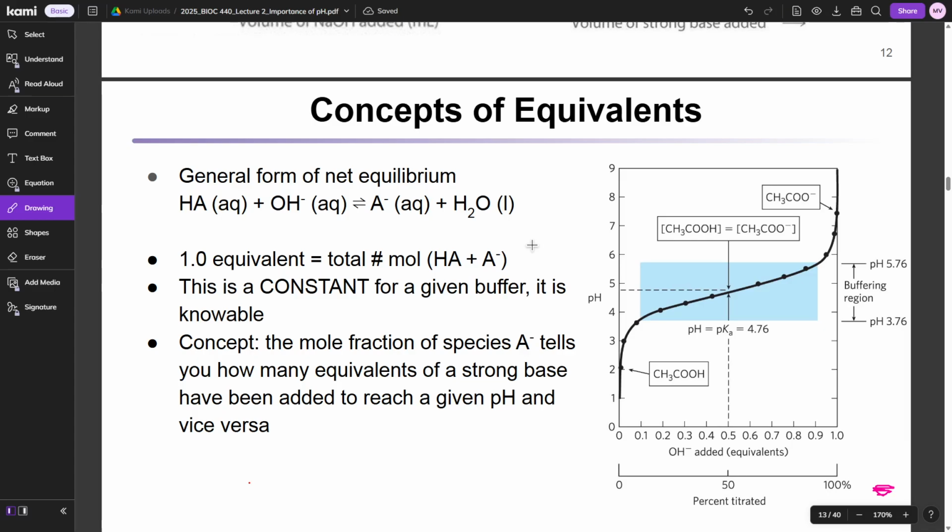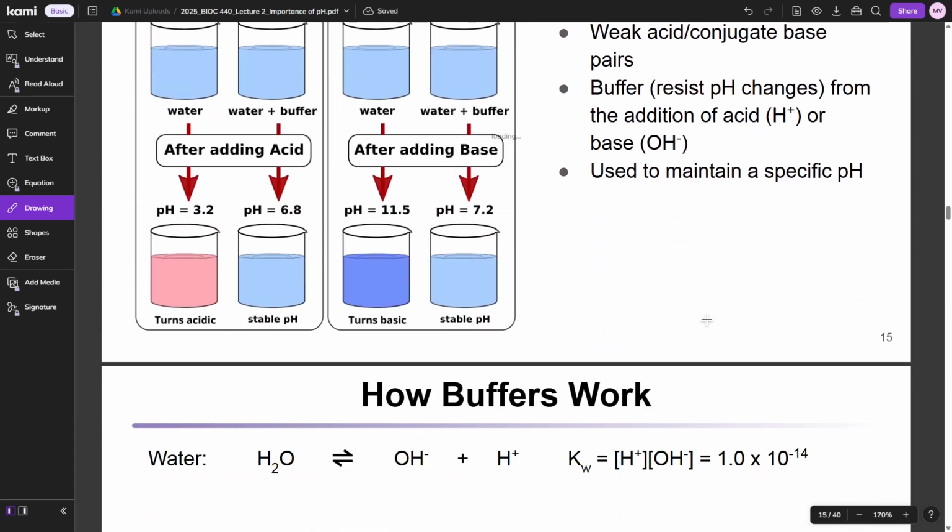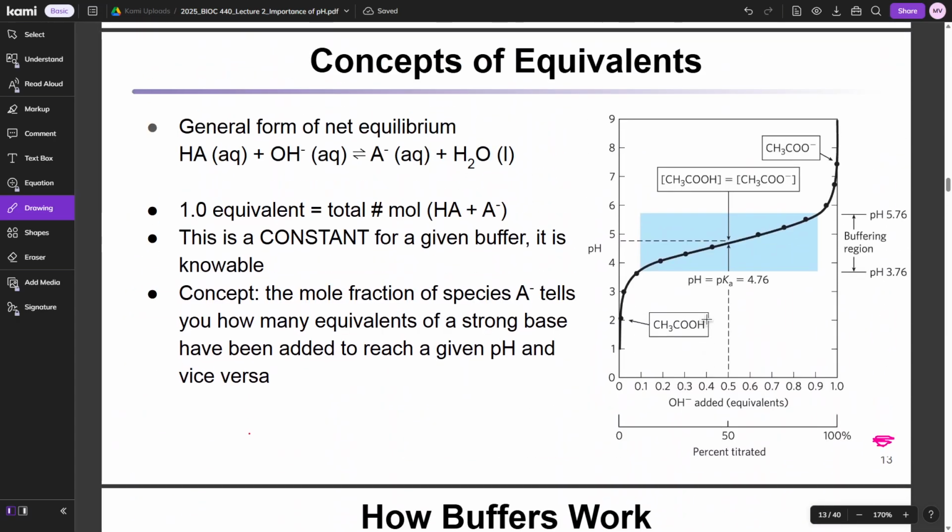Buffers are weird, but I'll try and make it a little bit simpler. So for these curves, there are two main things that you should keep in mind. The one thing to keep in mind is where do I find the midpoint and where do I find the equivalence point? And what the heck is an equivalent?